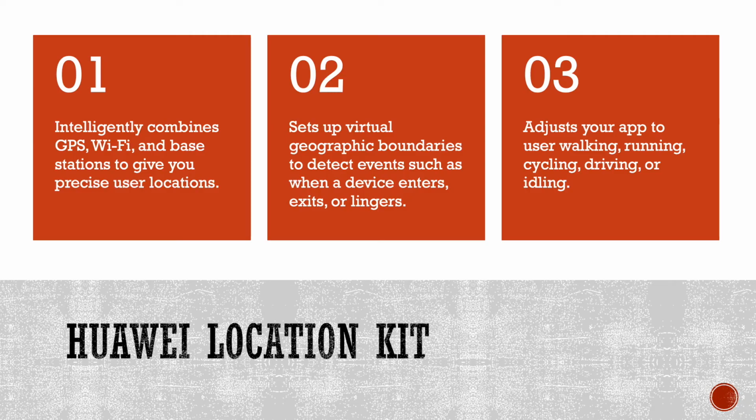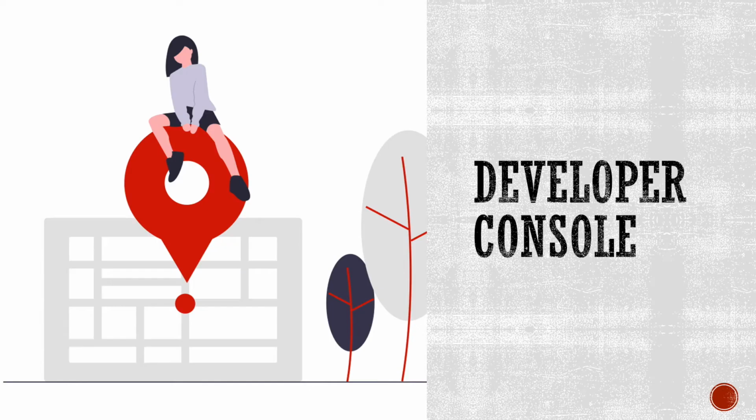Huawei Location Kit intelligently combines GPS, Wi-Fi, and base stations to give you precise user locations. It sets up virtual geographic boundaries to detect events, such as when a device enters, exits, or lingers. It also adjusts your app to user walking, running, cycling, driving, or idling.